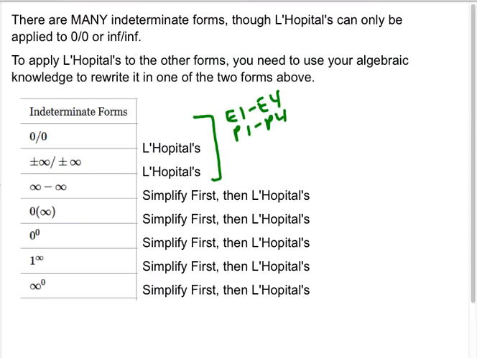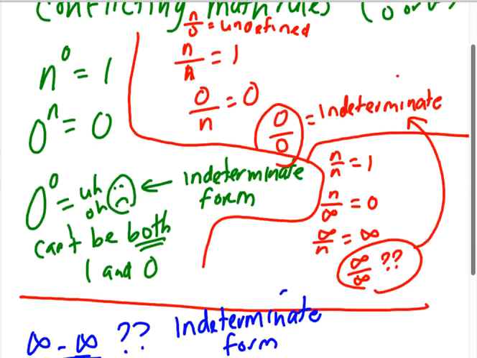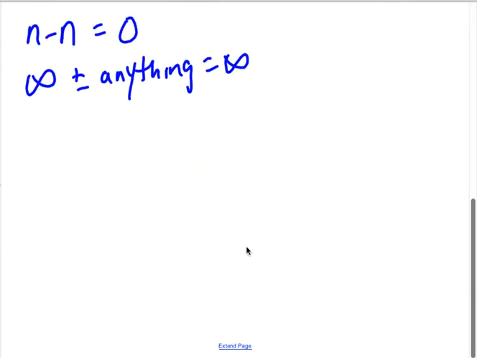So that's the idea behind what we mean by these indeterminate forms. And if I go back a slide, you'll see there's a bunch of them: 0 to the 0, 1 to the infinity, infinity to the 0, and 0 times infinity. All of them fit in the categories that I just described to you, where something's wrong mathematically. So let's look at those other ones real quick.